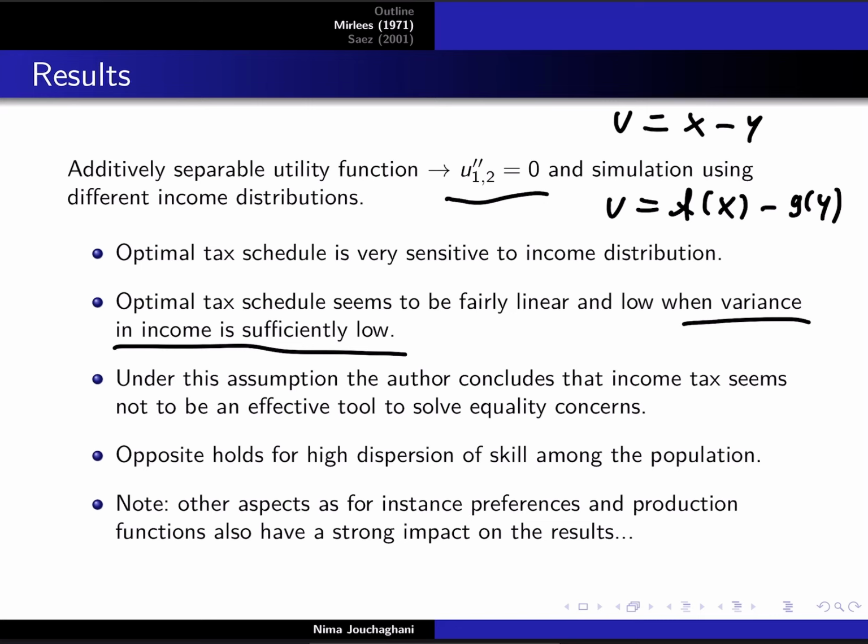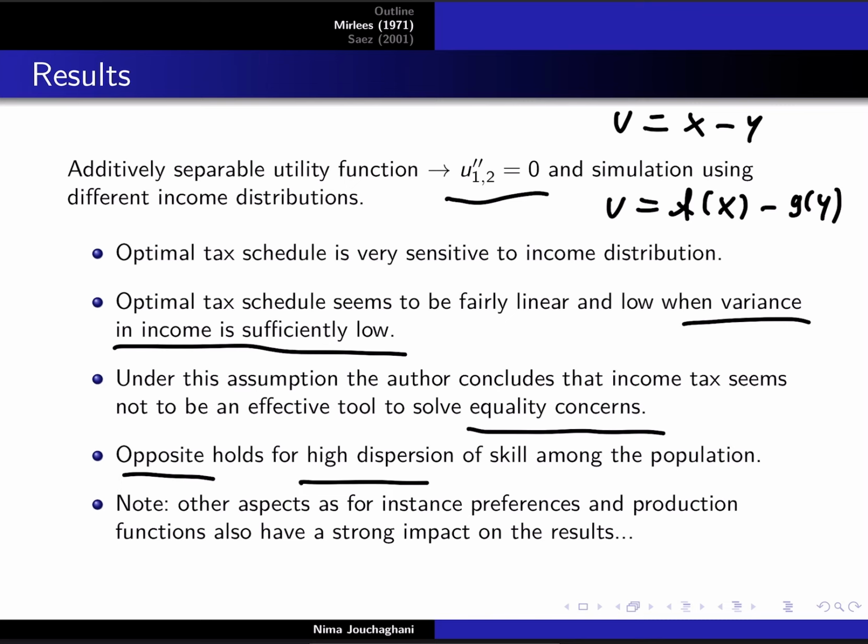And under this assumption, what he's concluding is that income tax, at least for those assumptions, does not seem to be an effective tool to solve equality concerns because, as a result, it's giving you a linear tax rate and low tax rates in general. But then the opposite holds if you consider a distribution where you have high dispersion of skill. So you have a high variance of skill or income in the population.